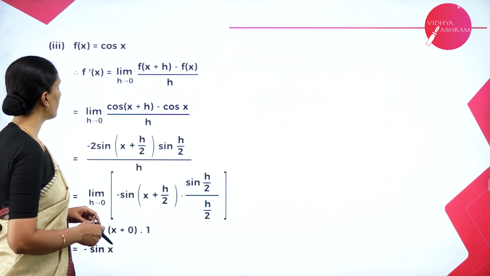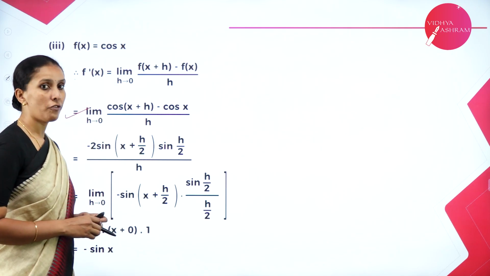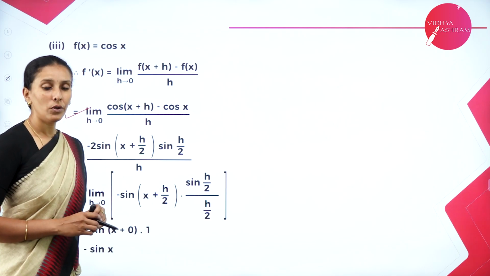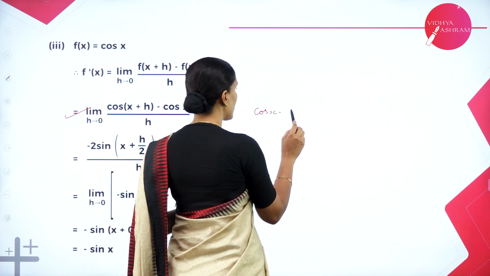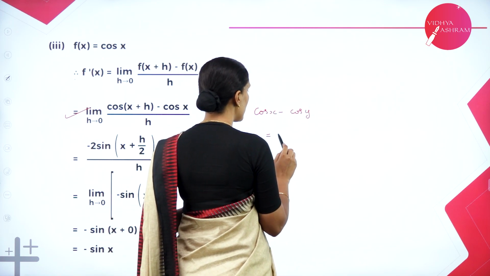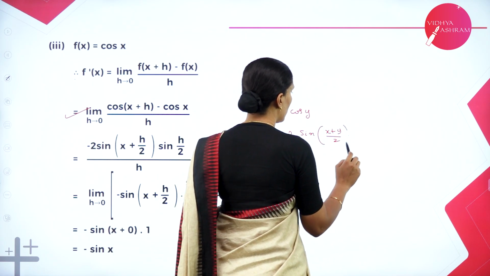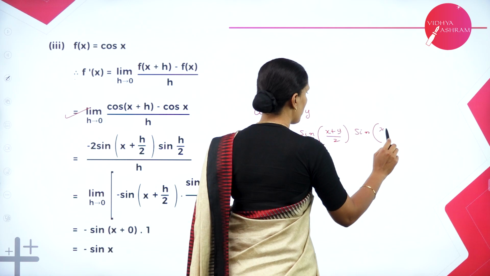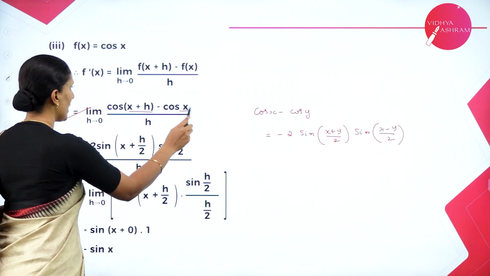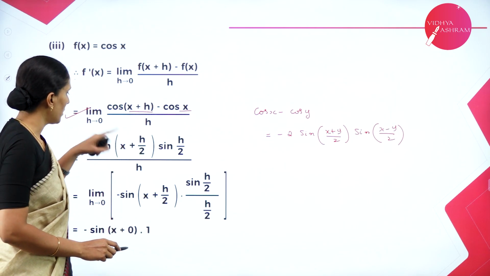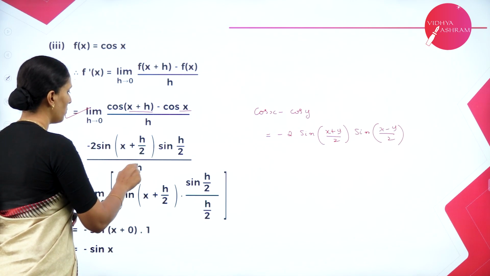Similarly, we can find the derivative of the cos x function also. Take the definition of the first principle of derivative. Use the transformation formula of cos x minus cos y. We know that cos x minus cos y can be written as minus 2 sin (x plus y) by 2 and sin (x minus y) by 2. Now taking x as x plus h and y as x, this can be reduced to minus 2 sin (x plus h by 2) sin h by 2 by h.